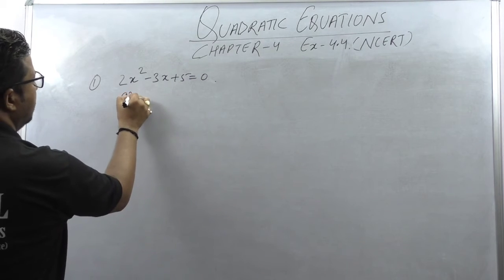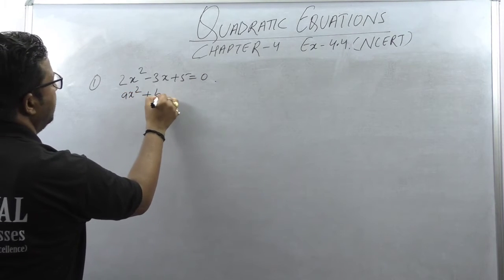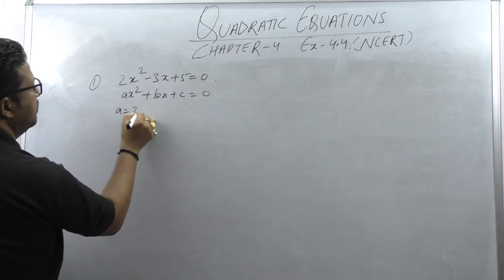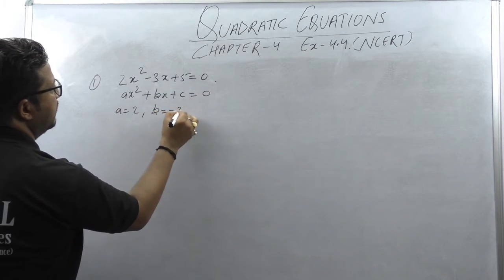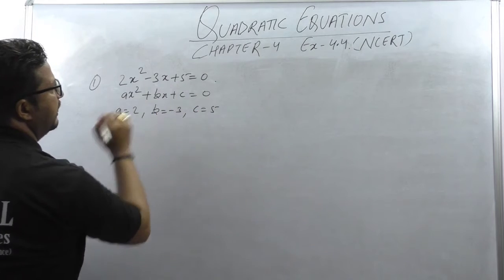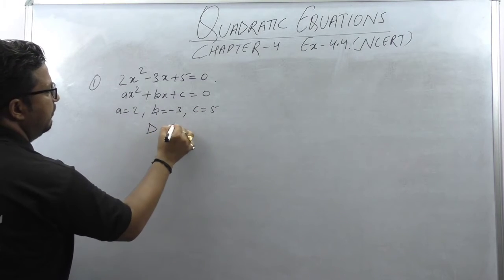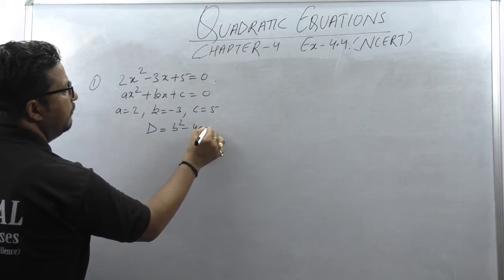So we can compare with the general equation ax² + bx + c = 0. Here the a value is 2, the b value is -3, and the c value is 5. To find out whether the roots are real or not, we have to find the discriminant. The D formula is b² - 4ac.